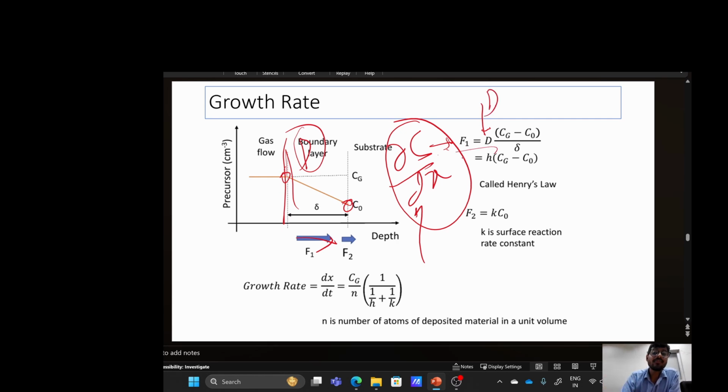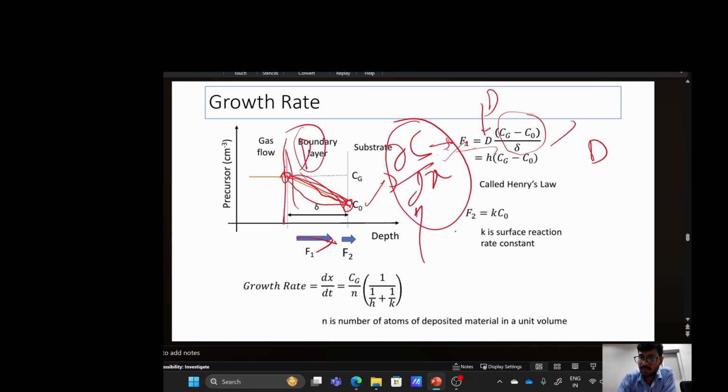So flux F1 is given by D into Cg minus C0, over delta, or we can say D multiplied by the concentration gradient. The concentration gradient is this because we are assuming a linear dependence with the thickness. That is why this is nothing but Cg minus C0. It could have gone through some profile, but it is linearly dependent. Okay, so this is the case.